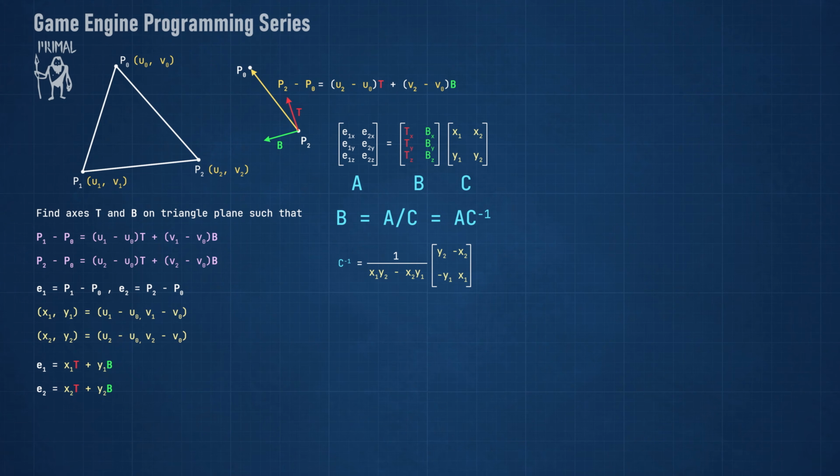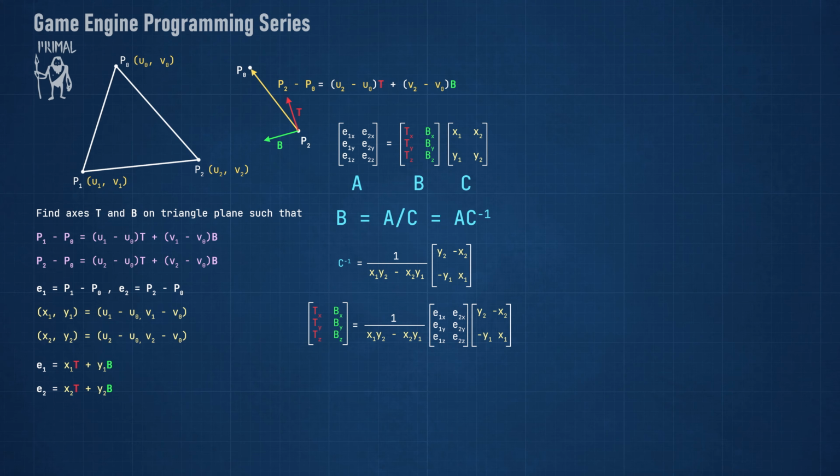Now we can plug this in our matrix equation here, which gives us the solution. As you can see, the right-hand side of the equation can be calculated since all values are known. Now that we have t and b vectors, we can form a tangent space together with the vertex normal.